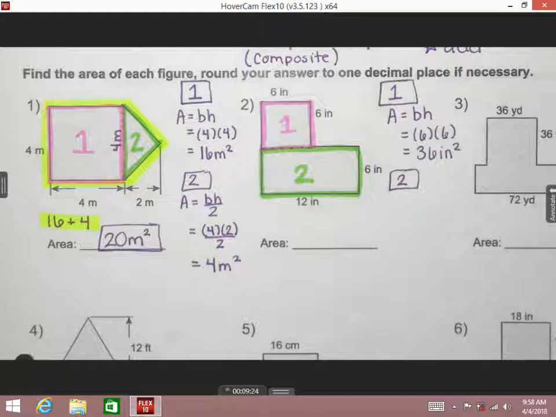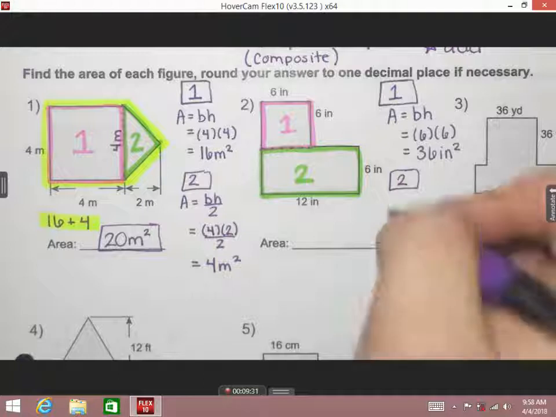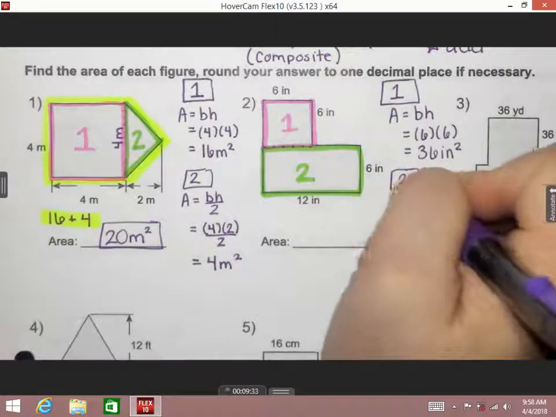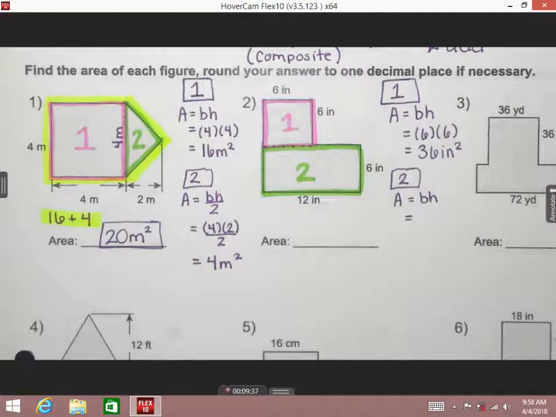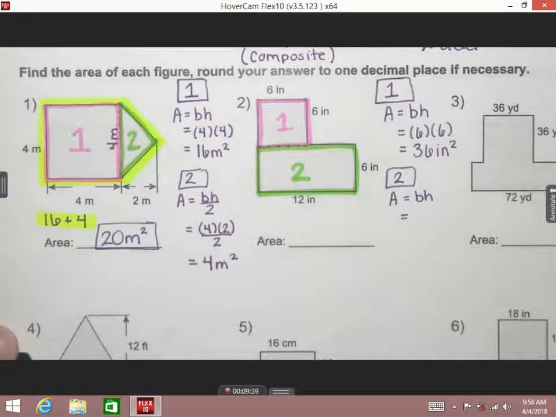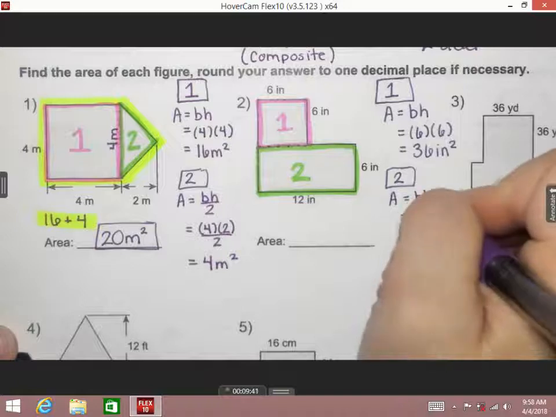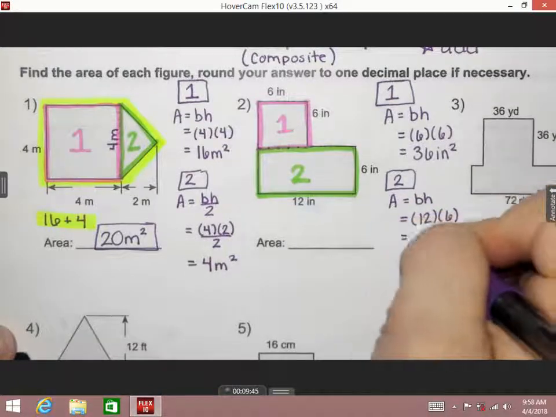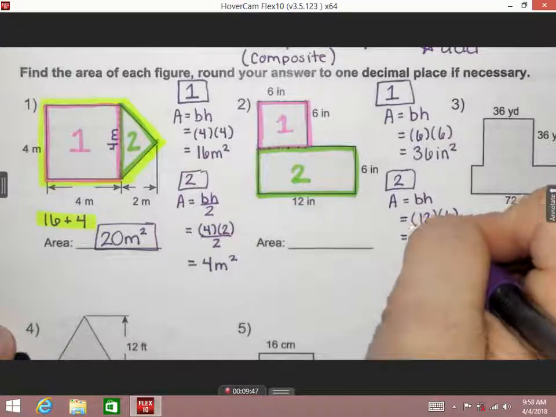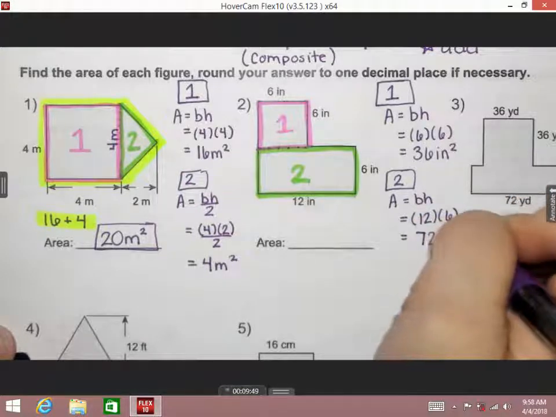All right, what is my formula for shape 2? Nick? Area equals base times height. And Morgan, what is my base and height for that shape? 12 and 6. Okay. So my area is 72 inches squared.